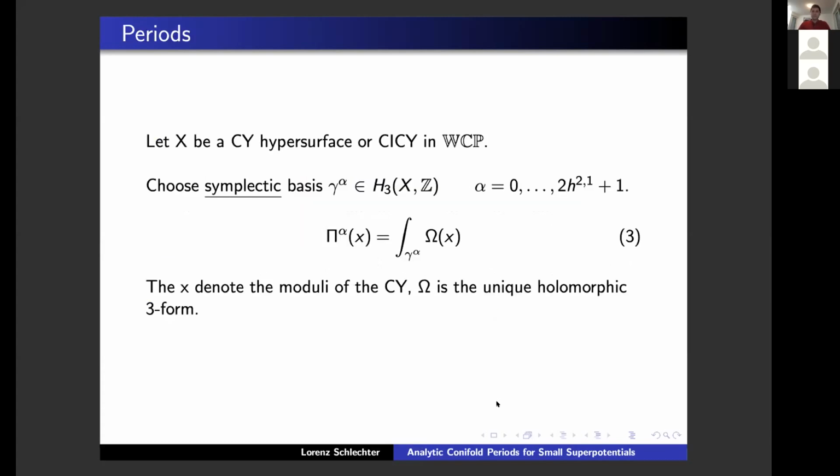As a start, let me set the mathematical framework. We will be interested in Calabi-Yau hypersurfaces or complete intersection Calabi-Yaus in weighted projective spaces. To define the periods, we need to choose a symplectic basis, which I will denote gamma alpha, of the free cycles. We always have 2h^{2,1}+2 free cycles, so we will have as many periods. Then we need to integrate the unique holomorphic three-form, here denoted by omega, over these cycles, and this gives us the period vector.